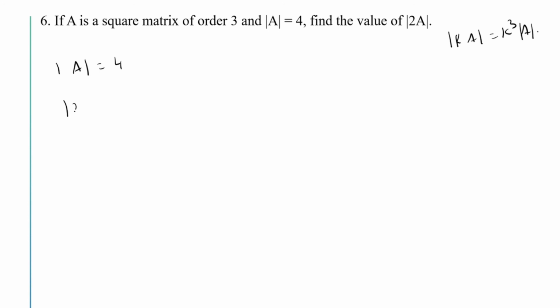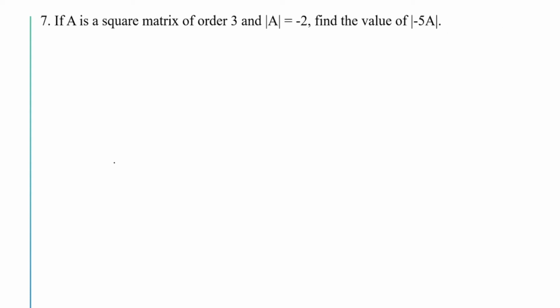So determinant of 2A is equal to 2 cube into determinant of A. So this is 8 into 4, which is 32. So determinant of 2A is equal to 32.